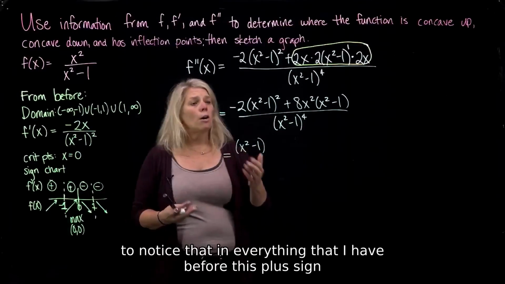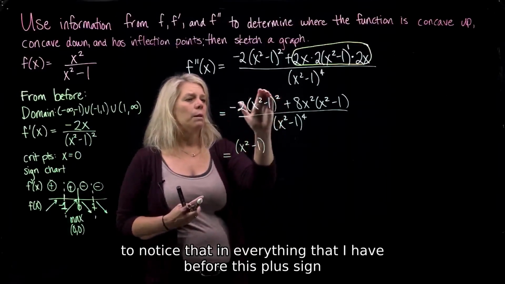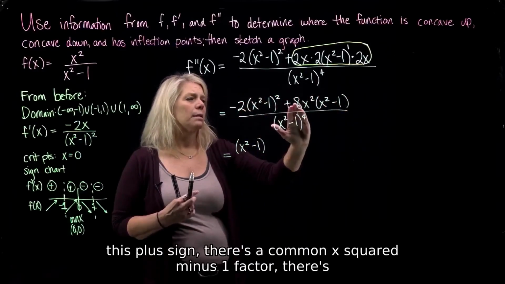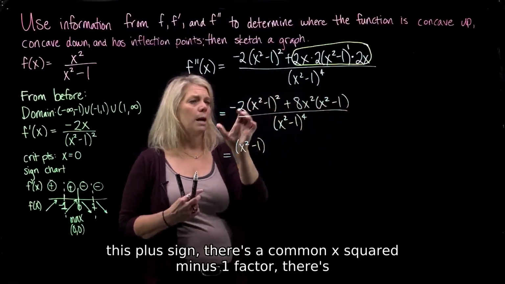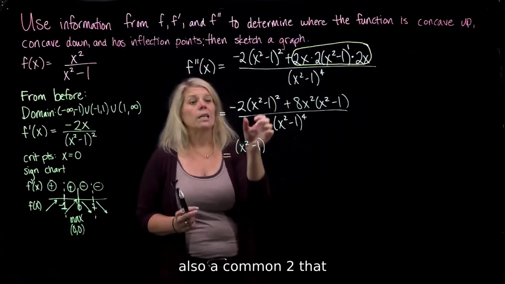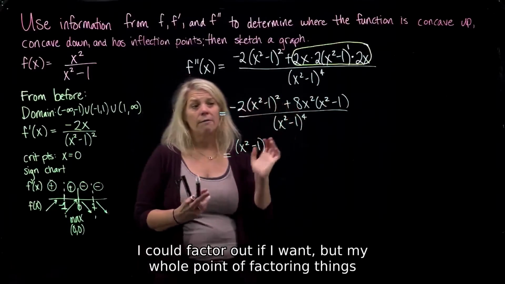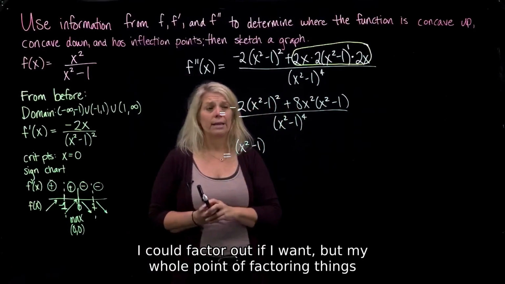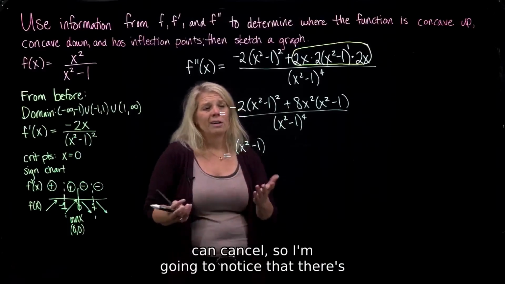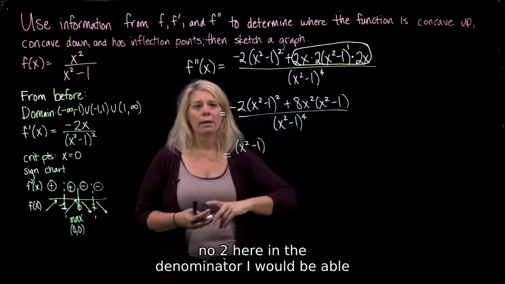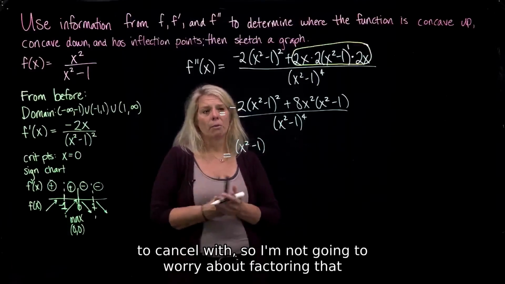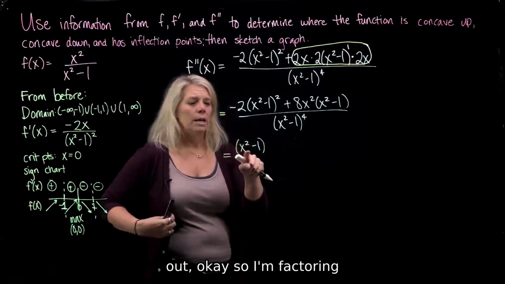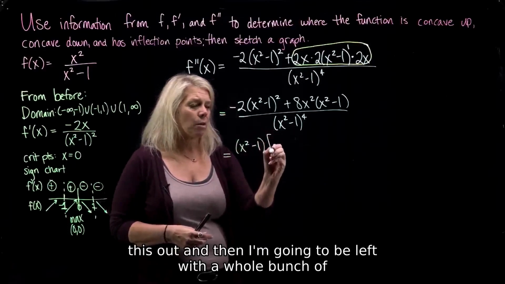Okay, so I'm going to notice that in everything that I have before this plus sign and everything I have after this plus sign, there's a common x squared minus 1 factor. There's also a common 2 that I could factor out if I want, but my whole point of factoring things out is so that I can cancel. So I'm going to notice that there's no 2 here in the denominator I would be able to cancel with, so I'm not going to worry about factoring that out. Okay, so I'm factoring this out, and then I'm going to be left with a whole bunch of stuff here.